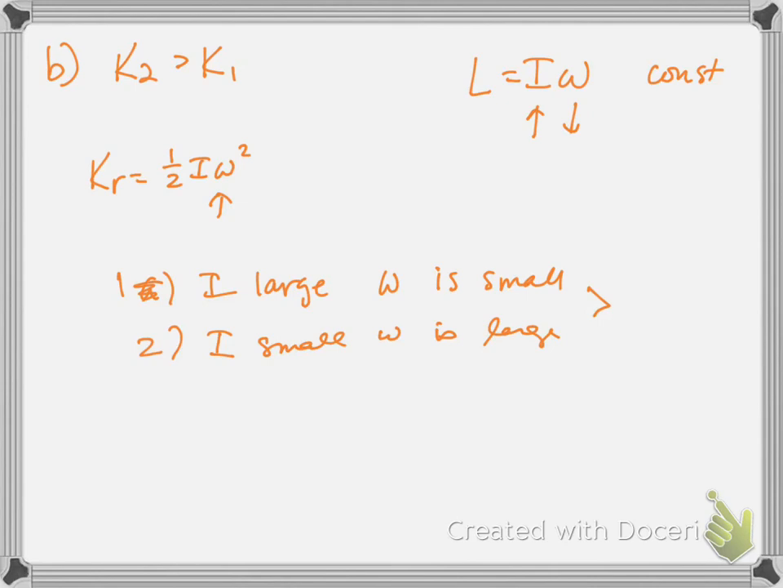So 2 points for that argument. 1 point for saying that from 1 to 2, there's an increase in omega and decrease in I, and 1 point for reasoning either qualitatively or quantitatively. So you could use numbers or not. That the decrease in moment of inertia doesn't compensate for the increase in angular speed. So 2 points for that little extra add-on to the paragraph.